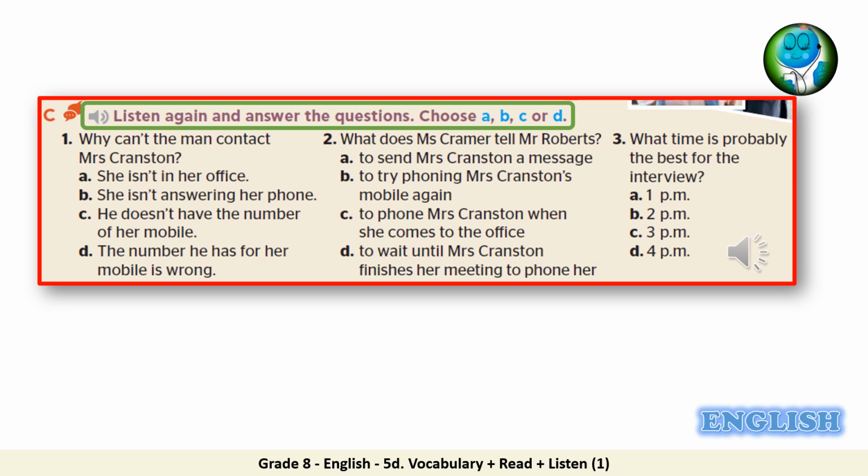Cranston Architecture and Design, Anne Kramer speaking. How can I help you? Good morning, Miss Kramer. This is Jerry Roberts from the online news agency. Could I speak to Mrs. Cranston, please? I'm afraid Mrs. Cranston isn't here at the moment. You can ring her on her mobile, or I can ask her to phone you when she comes in. I've tried calling her mobile many times, but she hasn't answered. Now I'm thinking that I might have the wrong number. What number did you dial? 077 00 90 00 961. That's her number. She had a meeting this morning, so maybe she couldn't answer.